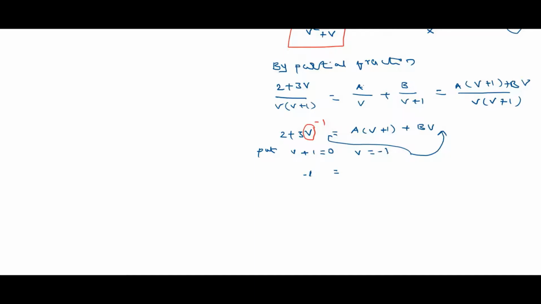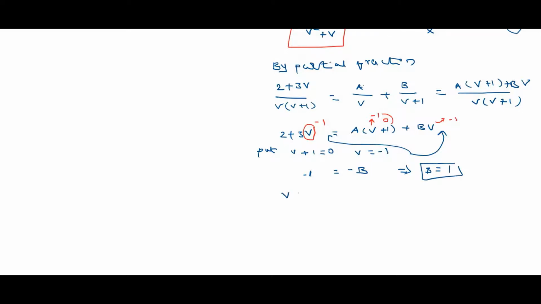Now substitute the value of v equal to minus 1. Minus 1 plus 1 is equal to 0, and putting v equal to minus 1, you will get minus b, since b into minus 1 is minus b. That implies b is equal to 1. This is one of the values.